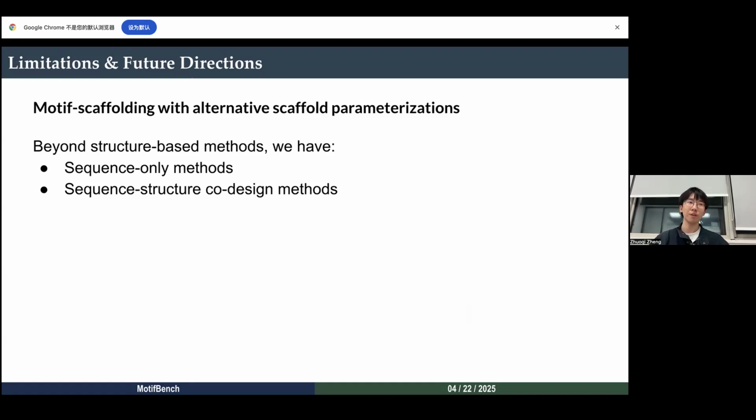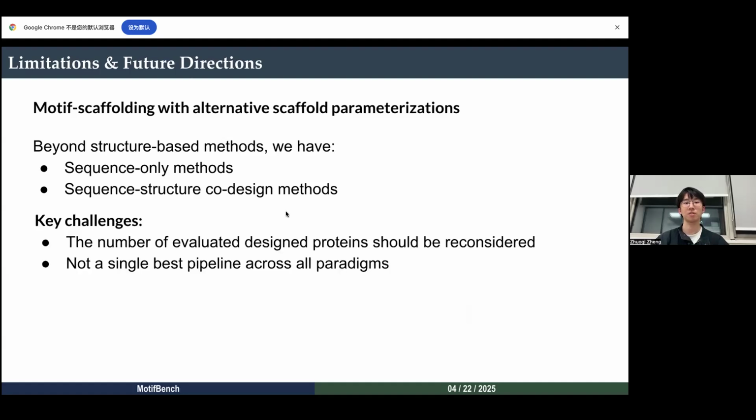So why didn't we incorporate them in the current iteration? There are some key challenges, such as the number of evaluated designs should certainly be reconsidered. For example, in the scaffold scenario, we evaluate with ProteinMPNN to find optimal sequences for different scaffolds of a single scaffold. But if we have one sequence, then we obviously cannot run 8 times of structure prediction to find out whether it behaves well on the desired motifs.